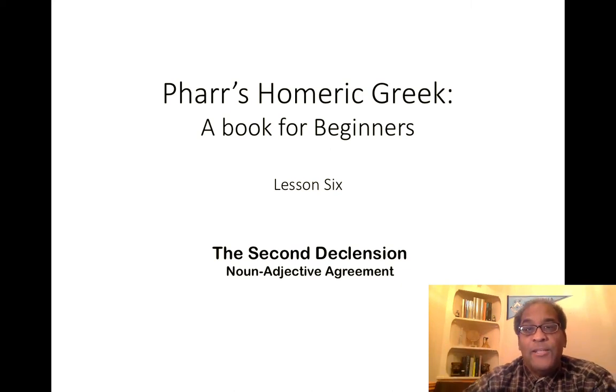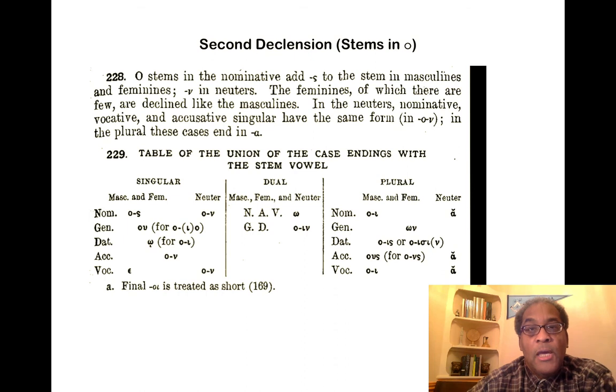Good morning, scholars. Today we're going to continue our progress through Pharr's Homeric Greek, a book for beginners. Lesson 6, the second declension, which includes noun-adjective agreement. Now, the second declension stems are dominated by omicron.